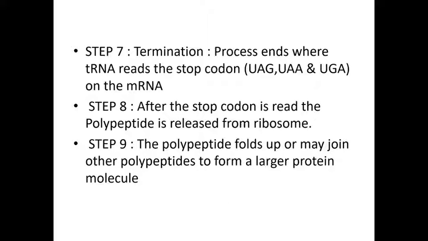Now the process needs to be terminated. For the termination process, another codon will be there, a stop codon. So there is a start codon for initiating the process, and for stopping the process there will be a stop codon. The stop codons are UAG, UAA and UGA. So that is what we call the stop codon. When the tRNA reads the stop codon on the mRNA, the termination is completed.